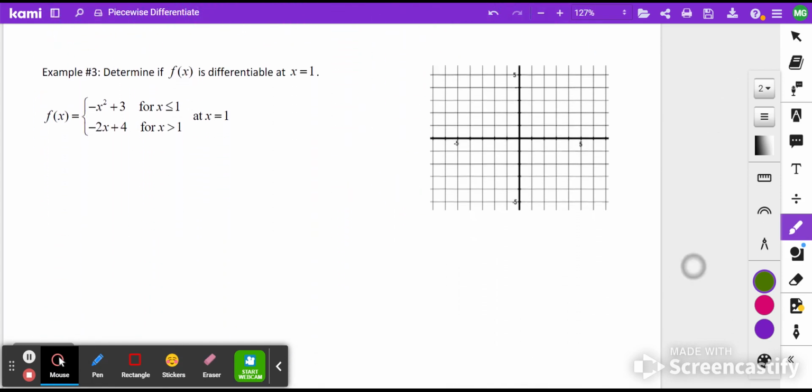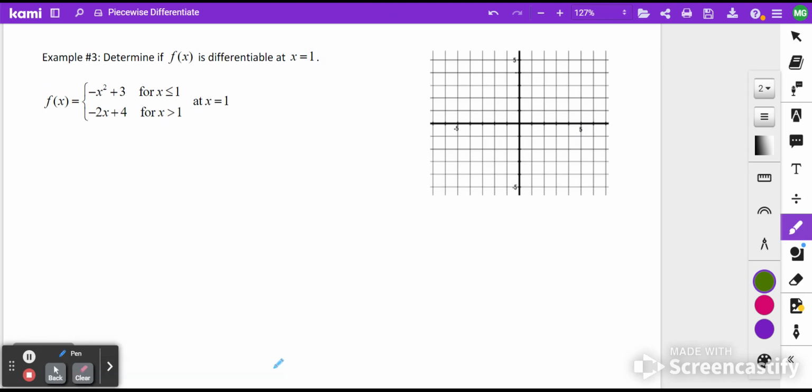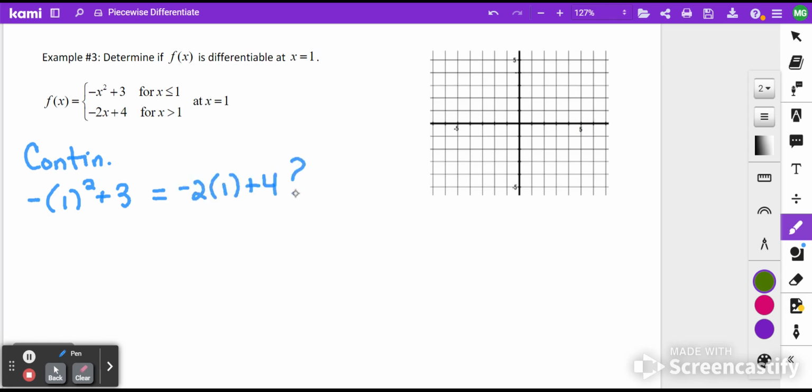All right, so let's check the last one. The first thing I do like to check for is continuity. So again, we're at x equals 1 for this function. So we're going to set negative 1 squared plus 3 equal to negative 2 times 1 plus 4. Let's see if it's continuous. So 1 squared is 1, negative 1 plus 3 is 2. Negative 2 plus 4 is 2. That means it's continuous. So we've satisfied the first condition.